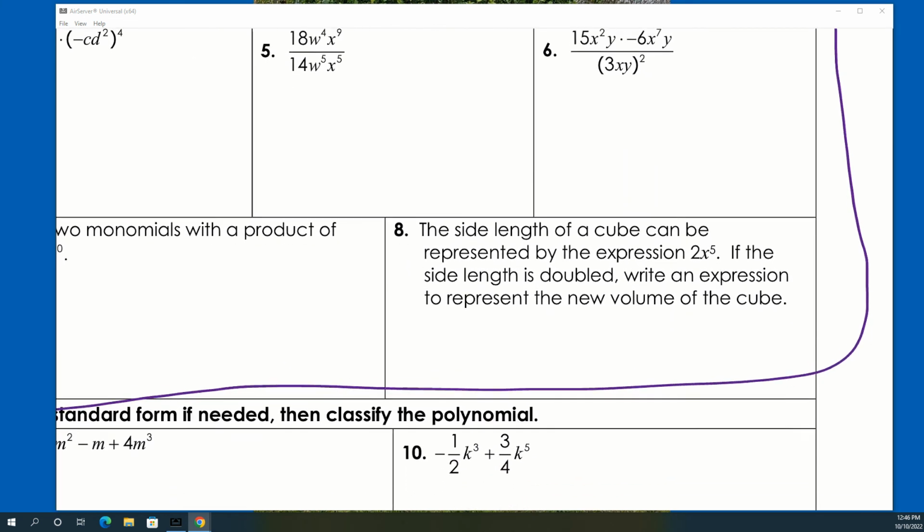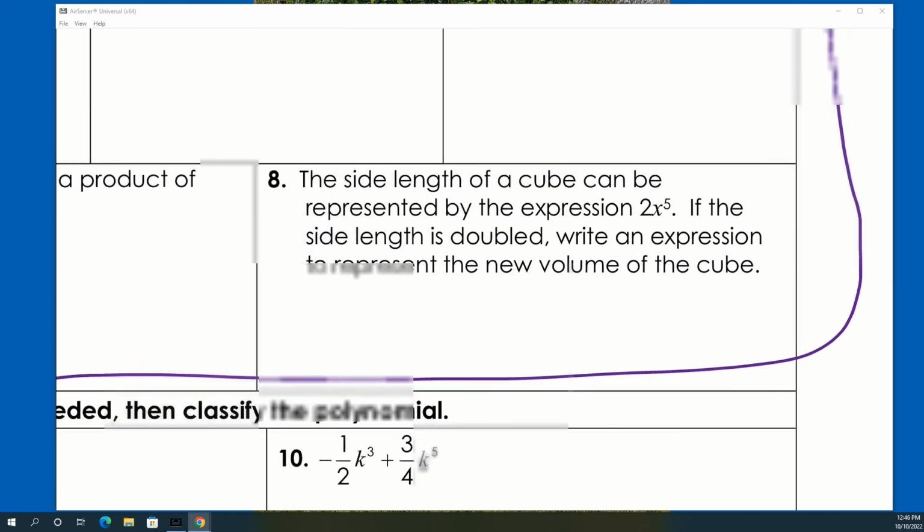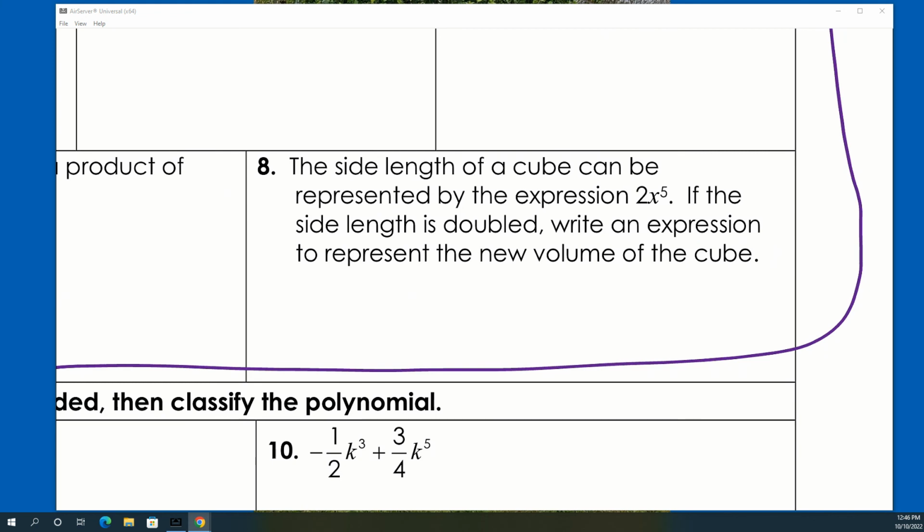All right, number 8 is kind of tough. We know that the side length of a cube can be expressed by 2x to the 5th. If the side length is doubled, write an expression to represent the volume. Do you guys know how to find the volume of a cube? If we know a side, it's just going to be the side cubed. All right, so see what you guys can figure out on number 8. It's kind of tricky.